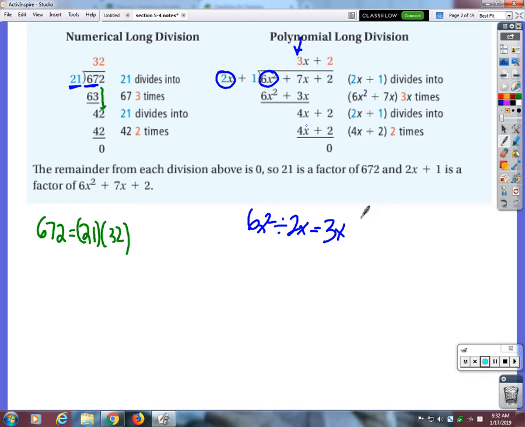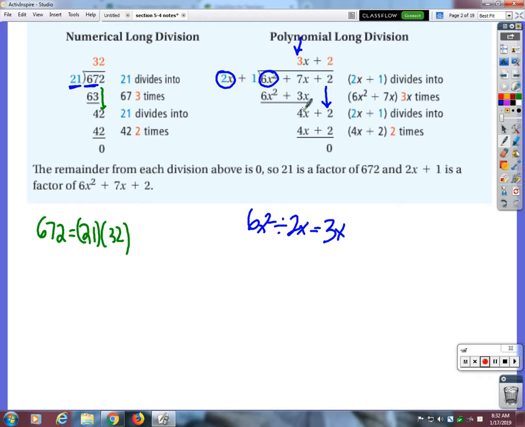7x minus 3x is 4x. That's all simple right now because everything's positive. But when you get into negative things in here, you have to remember that when you subtract a negative, you're really adding. And if you're subtracting a negative from a negative, then things get a little bit tricky. So be really careful with that step. But in this case, it's really easy. 7x minus 3x is 4x. Bring down the 2 and then play again.